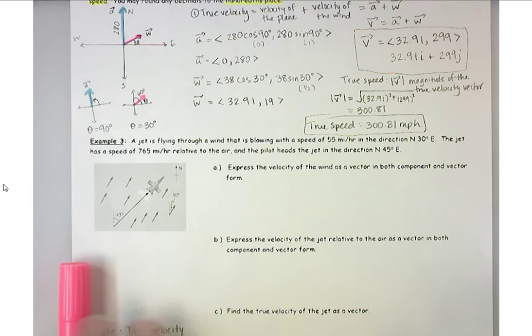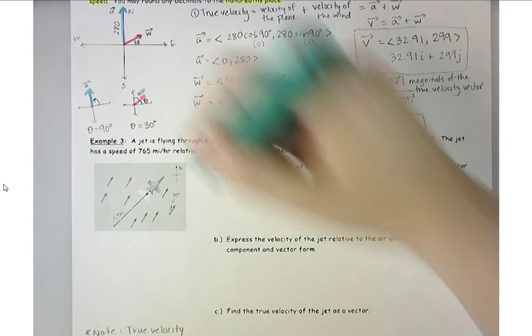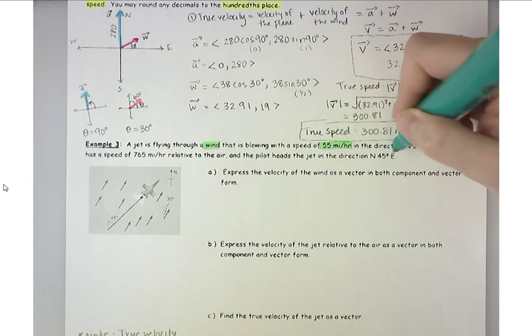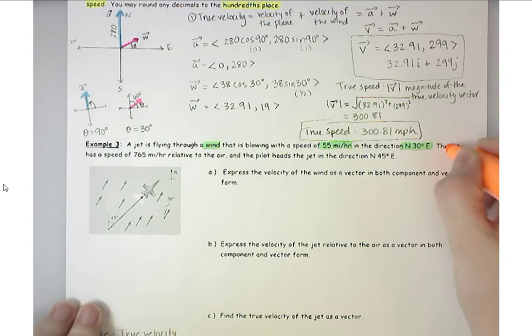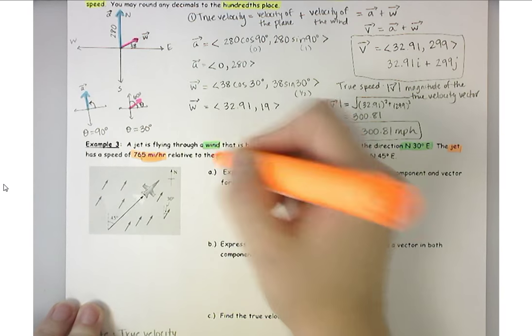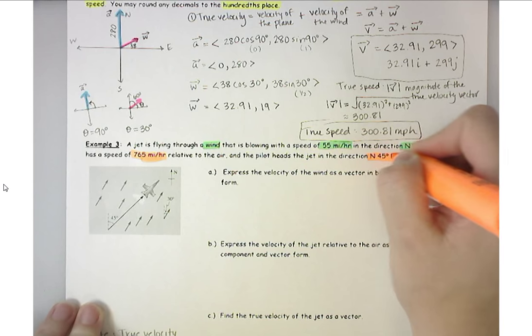Okay, you really have learned everything that you would need to know to do this last one, so feel free to work ahead of me. Okay, so you have a jet that's flying through a wind, and that wind is blowing with a speed of 55 miles an hour in the direction north 30 degrees east. The jet has a speed of 765 miles an hour relative to the air, and the pilot is going to head in the direction north 45 degrees east.